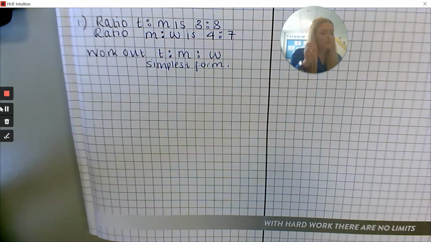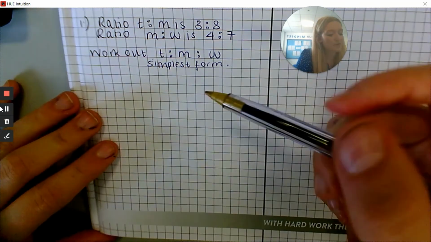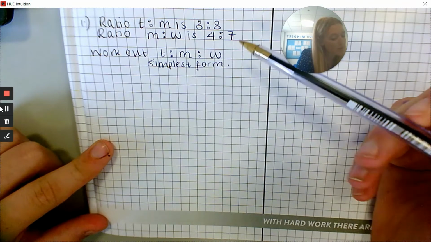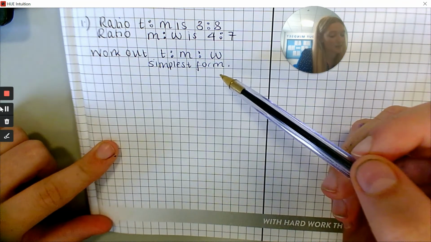Brilliant. So I've got my first question here. The ratio of T to N is 3 to 8. The ratio of M to W is 4 to 7. Work out T to M to W in its simplest form.